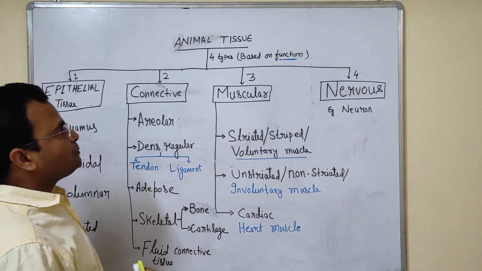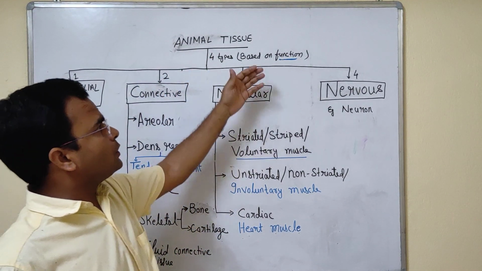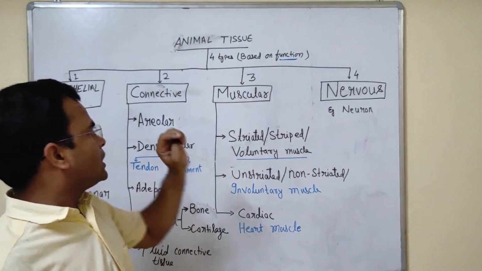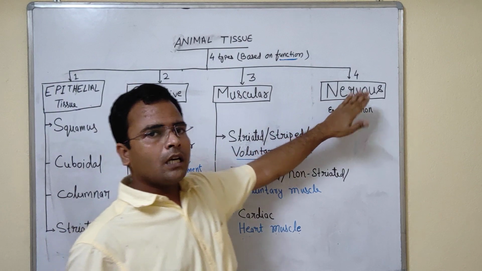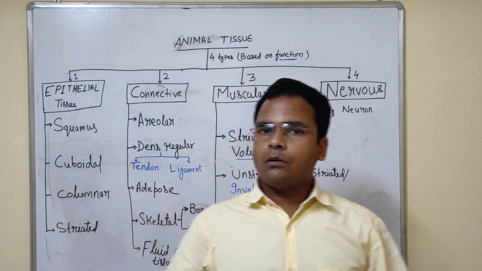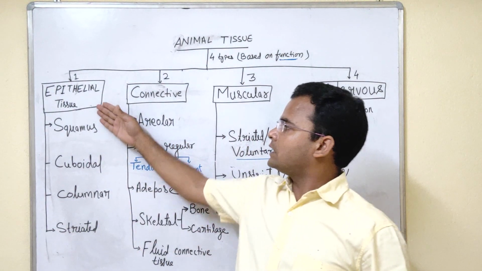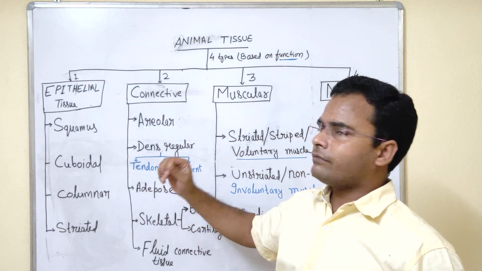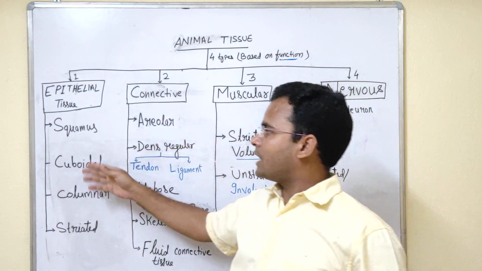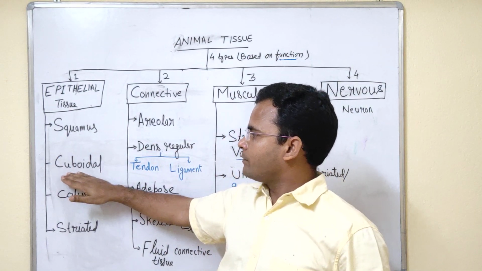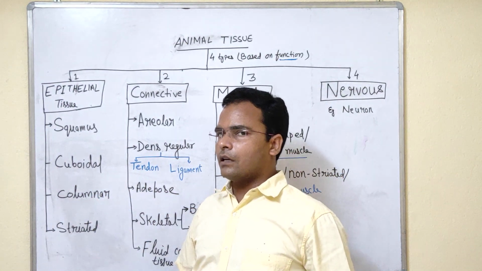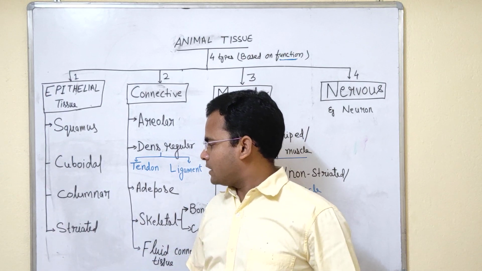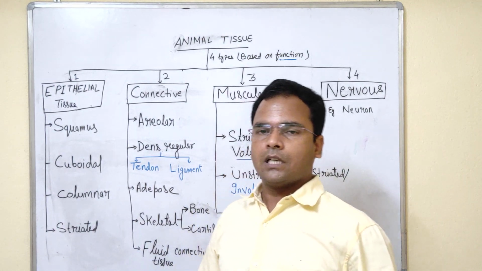So broadly, the entire animal tissue is classified into four groups: epithelial tissue, connective tissue, muscular tissue, and nervous tissue. Now I am coming to the epithelial tissue. They are again classified into various types, like four types: squamous epithelium, cuboidal epithelial tissue, columnar epithelial tissue, and striated epithelial tissue.